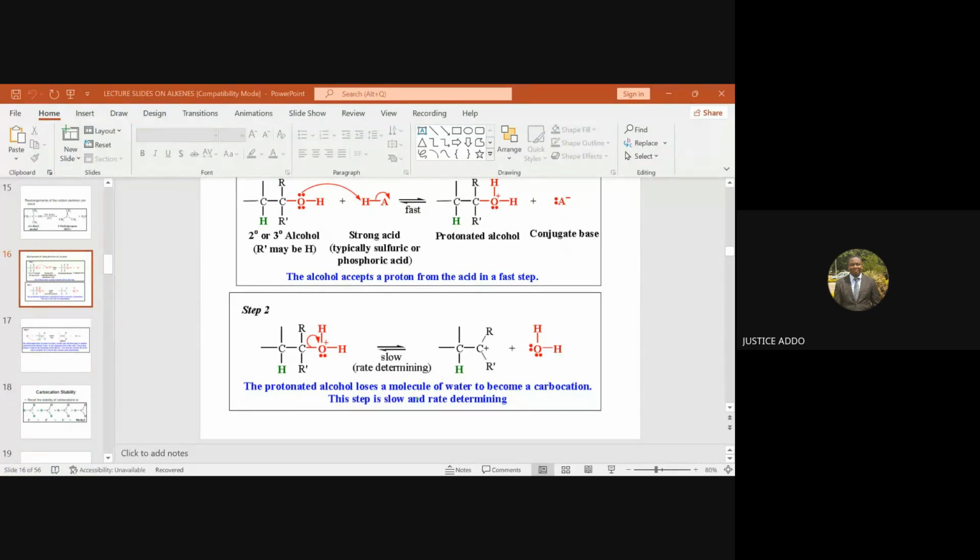Now, at step 2, the protonated alcohol then loses a molecule of water. That's why we say the reaction is what? Dehydration. You are removing water. So the protonated alcohol loses a molecule of water to become a carbocation.